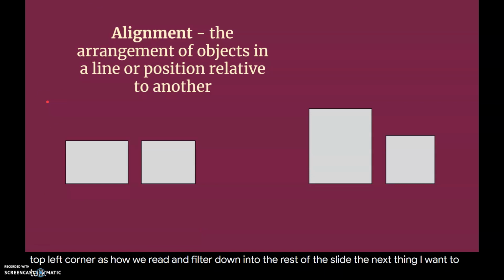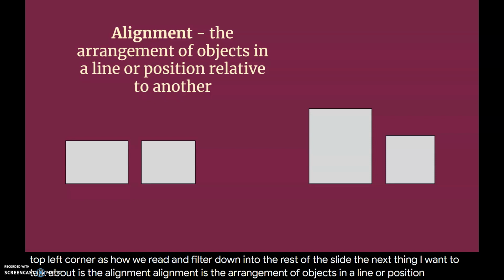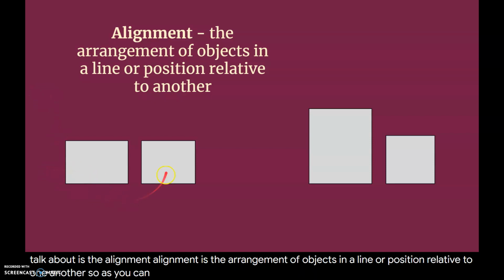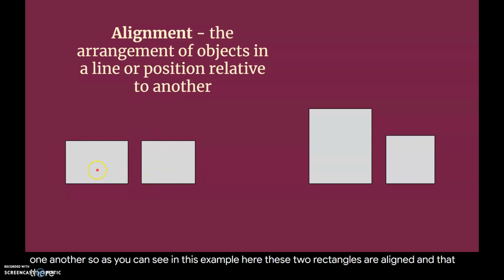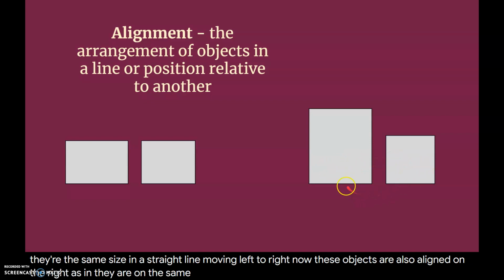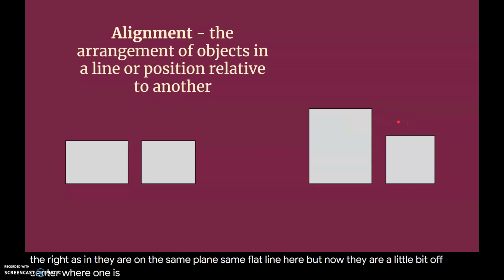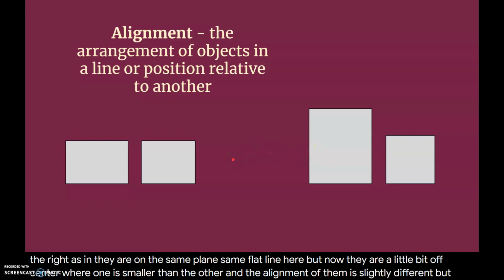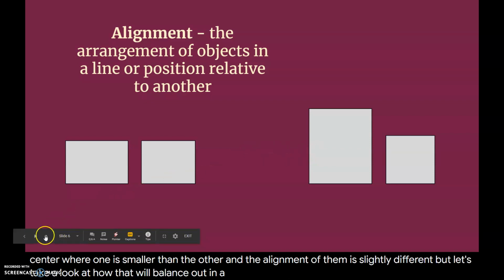The next thing I want to talk about is the alignment. Alignment is the arrangement of objects in a line or position relative to one another. So as we can see in this example here, these 2 rectangles are aligned in that they're the same size in a straight line moving left to right. Now, these objects are also aligned on the right, as in they are on the same plane, same flat line here, but now they are a little bit off-centered where one is smaller than the other, and the alignment of them is slightly different. But let's take a look at how that will balance out in a slide.